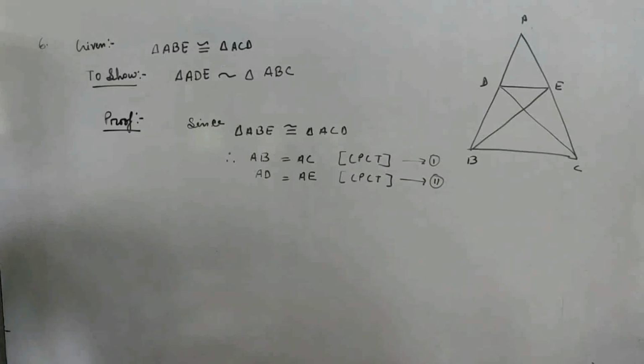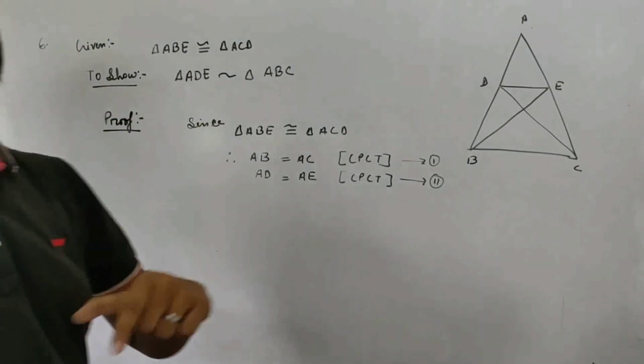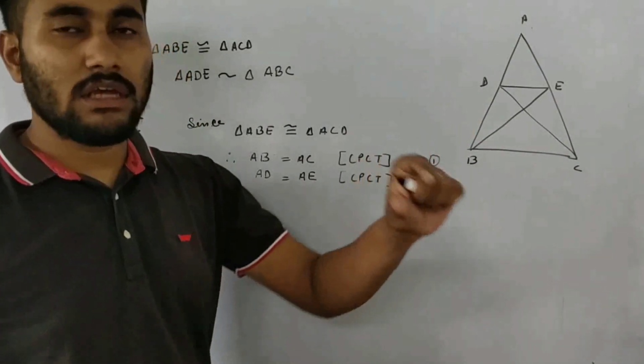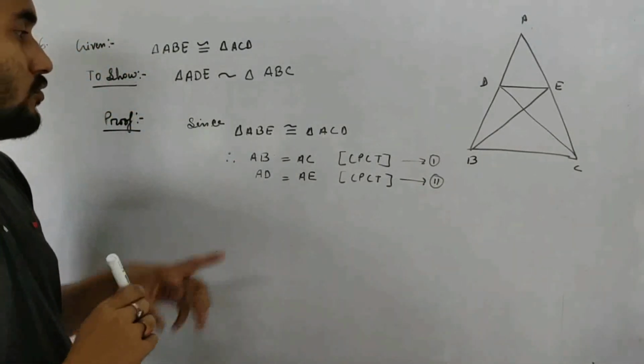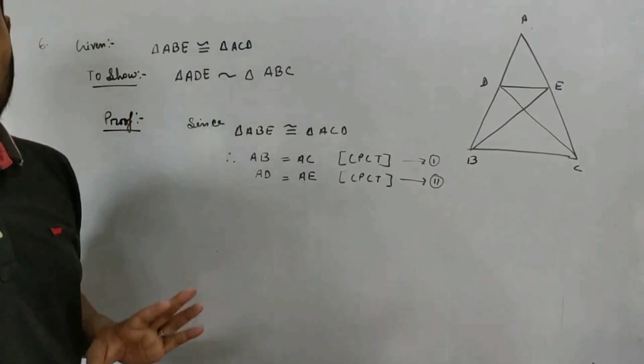Okay, we have got equal. But to prove similar, I need a ratio: something by something equal to something by something. So I have to divide these two. Now what should I do? AB by AD or AD by AB?